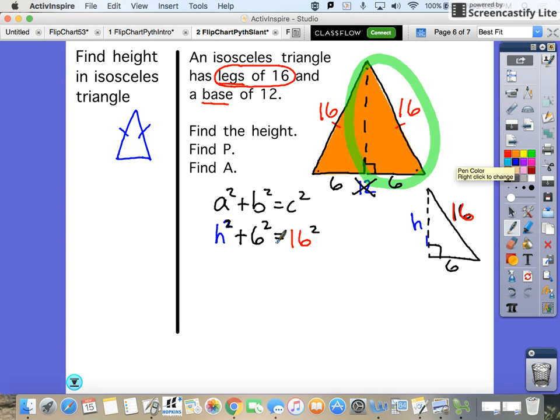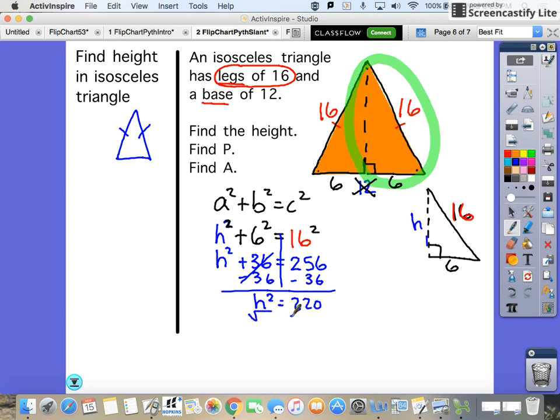So now what we need to do is simplify in order to solve. So we have h squared plus 36 equals 16 squared, which is 256. Then we subtract 36 on both sides. h squared is 220, and we square root both sides. When we square root 220, we find that the height is 14.83.